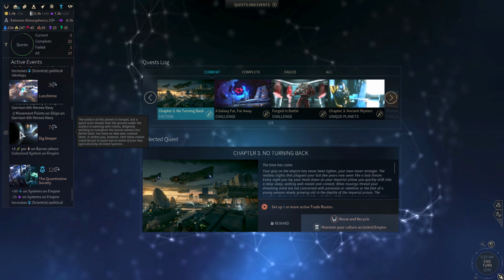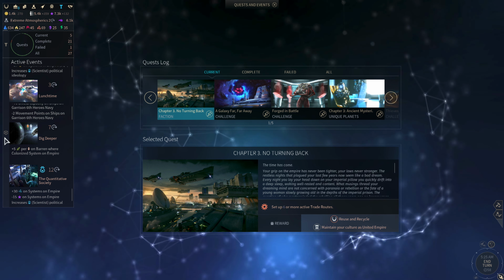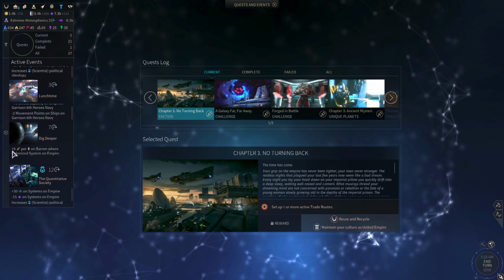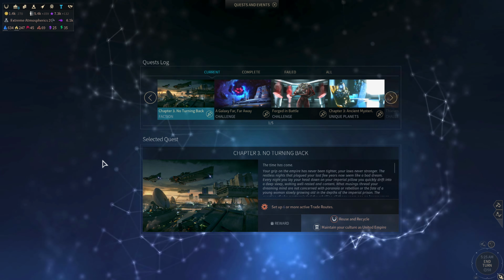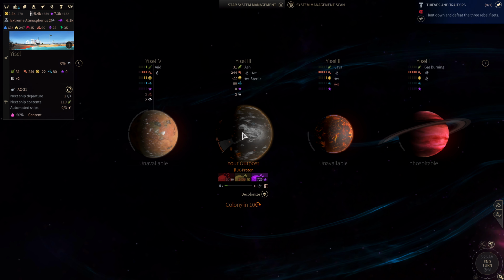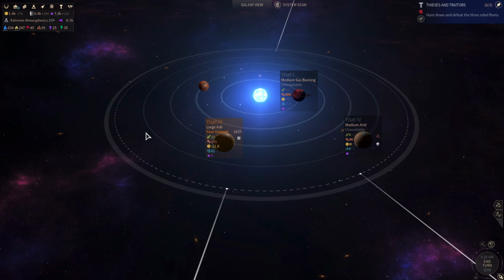Dig deeper, yeah. We have 7 turns left, and it gives you +5 food on barren planets. So we're gonna temporarily have that bonus. It's not gonna hang around for very long, but it's definitely gonna help us out a bit here.